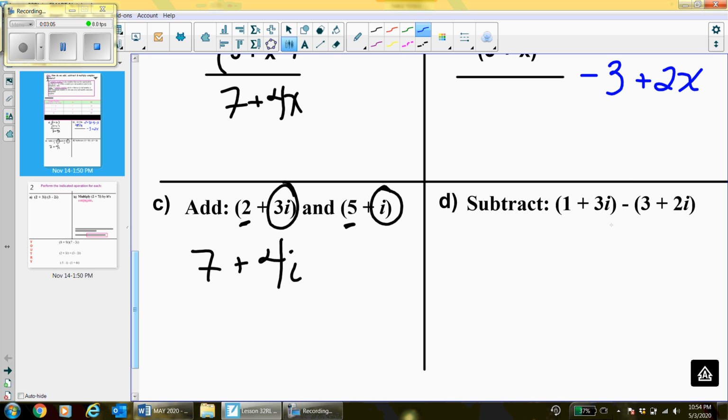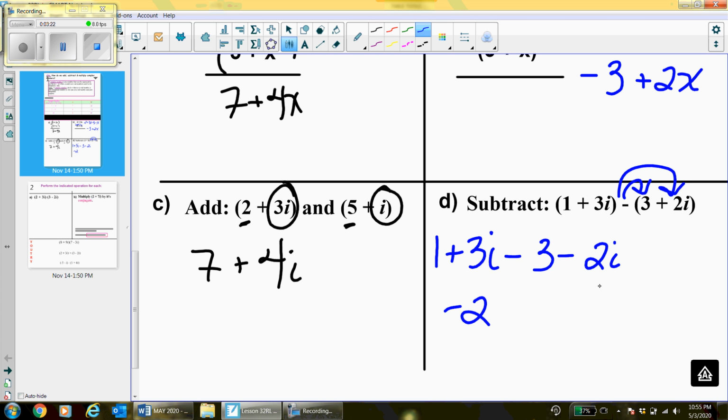For part D, same thing, distribute the negative. So we have 1 plus 3i minus 3 minus 2i. Combine like terms. 1 minus 3 gives me a negative 2. 3i minus 2i gives me 1i, which is just i.